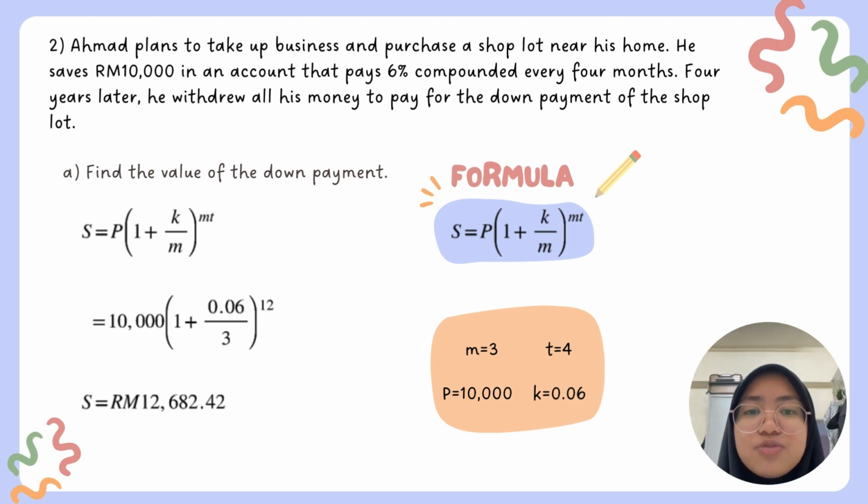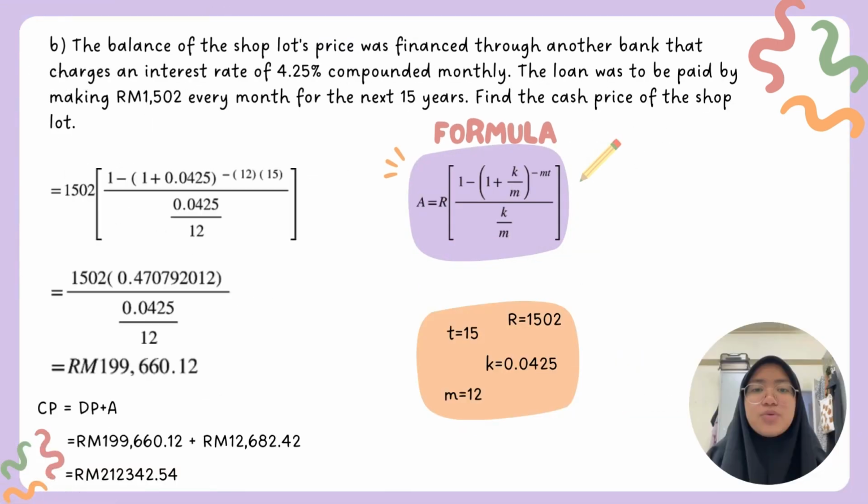So, we can use the formula S = P(1 + K/M)^(MT). Lastly, we put in all the information we had, which is P is 10,000 ringgit, K is 0.06, M is 3, and the last, T, is 4. So we got the answer 12,682.42.